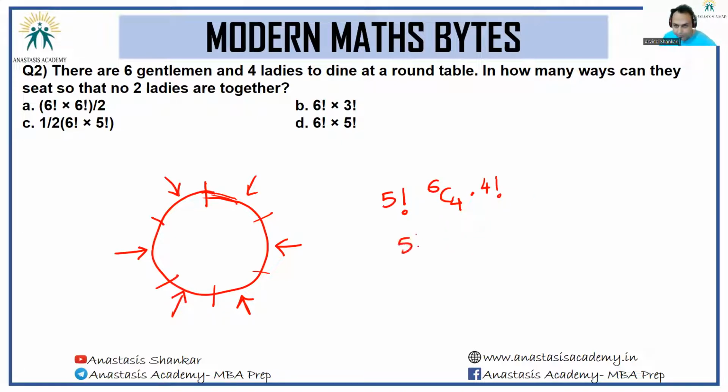Altogether, this is what we should be getting. Okay. So I have 5 factorial into 6 factorial by 2 factorial, 4 factorial into 4 factorial. This and this will get cancelled. I'm left with 5 factorial into 6 factorial by half. Among the available options, the one that works is option C.